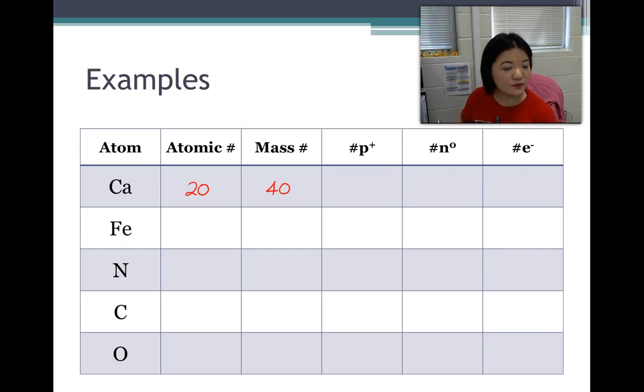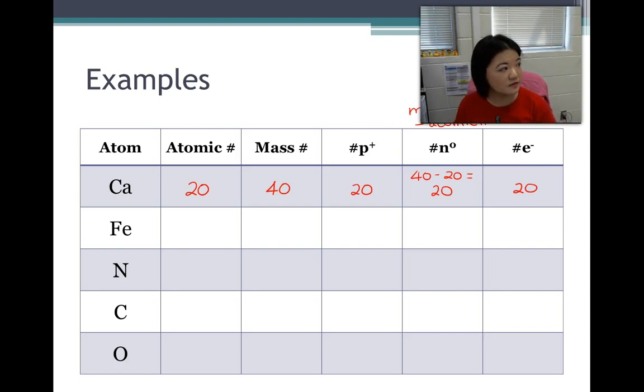Alright, the number of protons. Remember, the number of protons is the same as the atomic number, so in this case it will be 20. The number of neutrons, you take the mass number, subtract the atomic number. And the number of neutrons in this case is 40 minus 20, and it's going to be 20. Let me write this down over here so you can see. And the number of electrons is going to be the same as the number of protons, so it is 20.